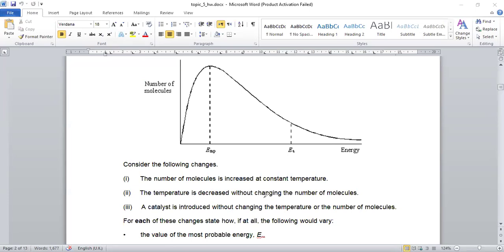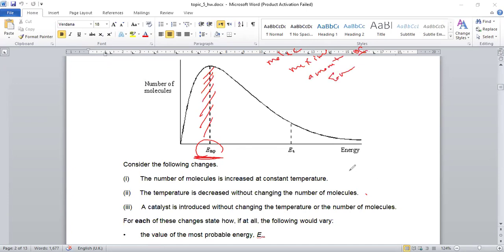Temperature is decreased without changing the number of molecules. Number of molecules is increased at constant temperature. A catalyst is introduced without changing. All these different factors, how can they affect the EMP or the number of molecules having the maximum amount of energy? If you increase the number of molecules at a constant temperature, how does it affect this area, which contains molecules with the maximum amount of energy?